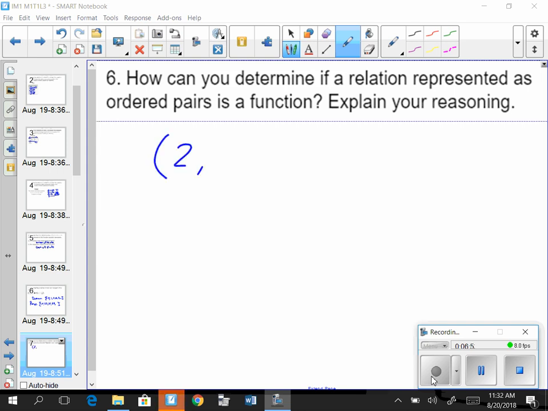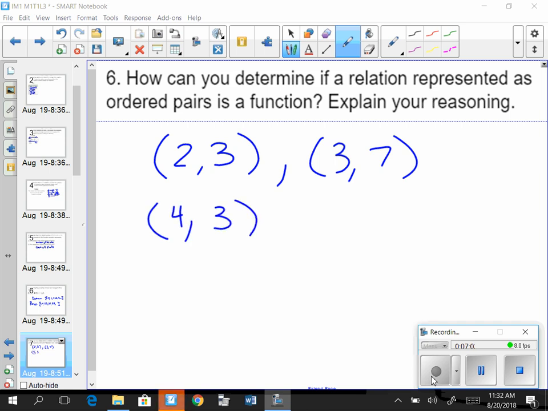Just as a quick example, if I start listing some points here, so far this is a function because every input has exactly one output. Even if the outputs are the same on two different ordered pairs, that's okay. It doesn't say every output has one input. Every input, which is the x value, has one output.